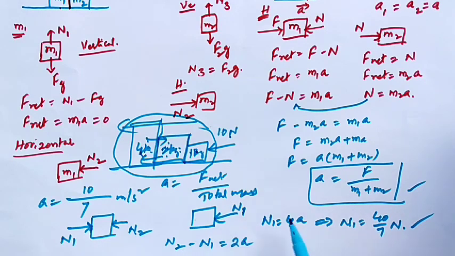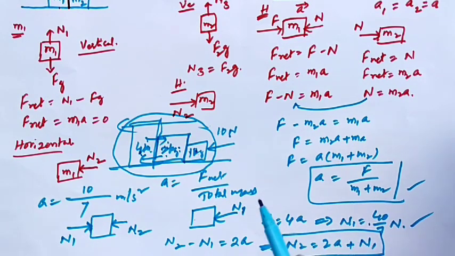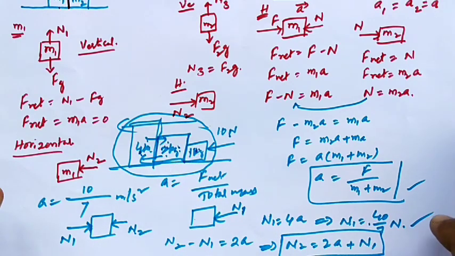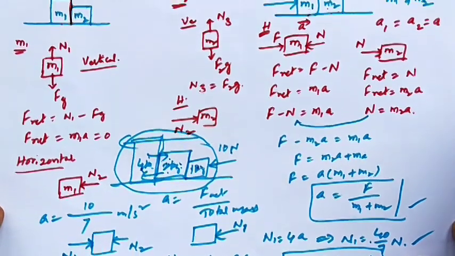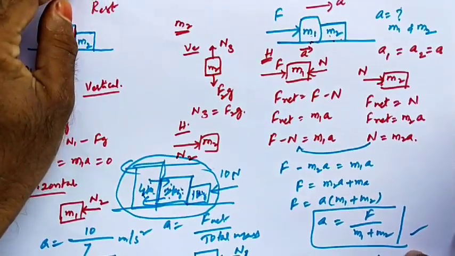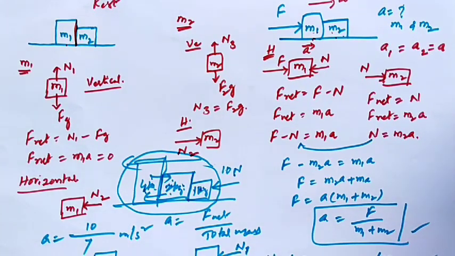Now already we have calculated N1. Therefore N2 is equal to 2a plus N1. Now from this you will be getting N2. That is the force applied by the 2 kg block on the 1 kg block. Similarly, the 1 kg block on the 2 kg block. Got it? So in this way we can solve simple numericals. These are very simple numericals. Understood? So next let us see one more numerical.